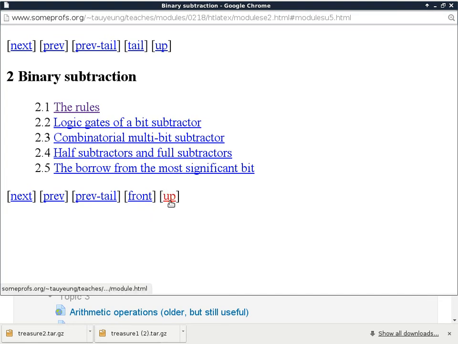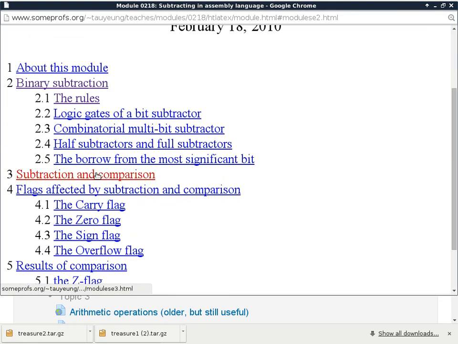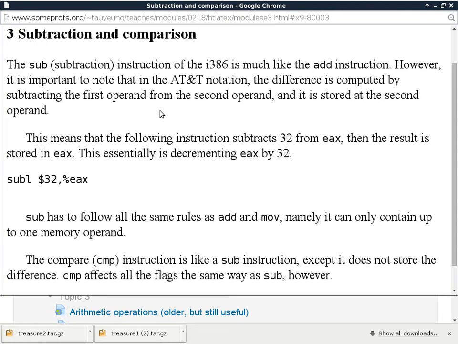All right, so we're moving on to subtraction and comparison. The subtraction instruction looks like this. Instead of using ADD, we use SUB, for subtraction. We have the same letter code to indicate the width of the operation: B for 8-bit, W for 16-bit, and L for 32-bit. And we have the first operand as the source operand, and the second operand as the destination operand.